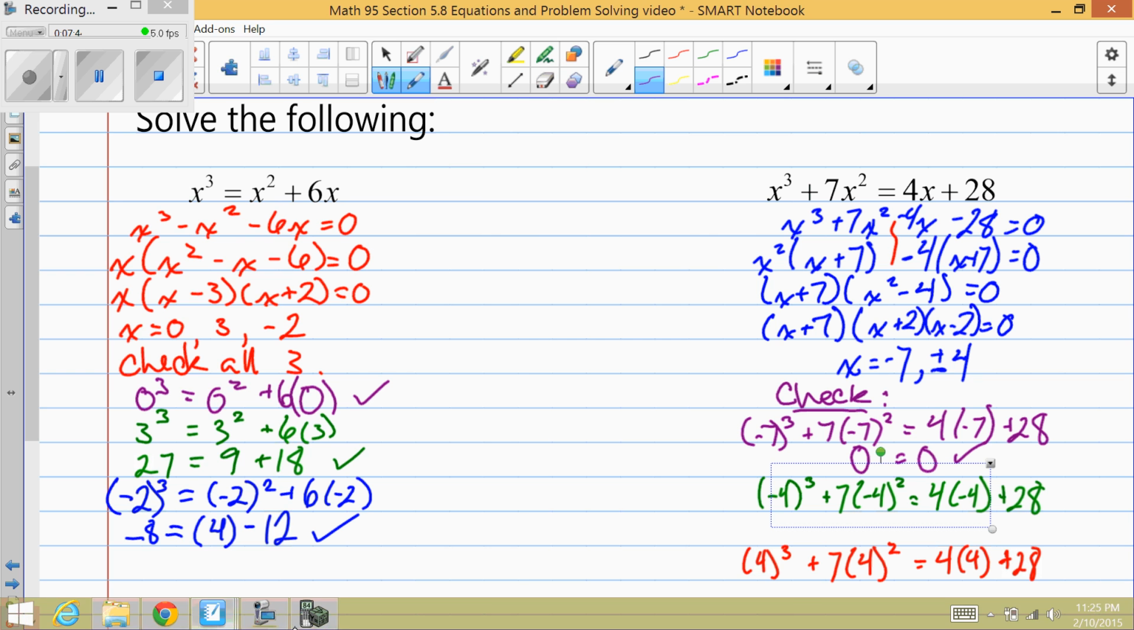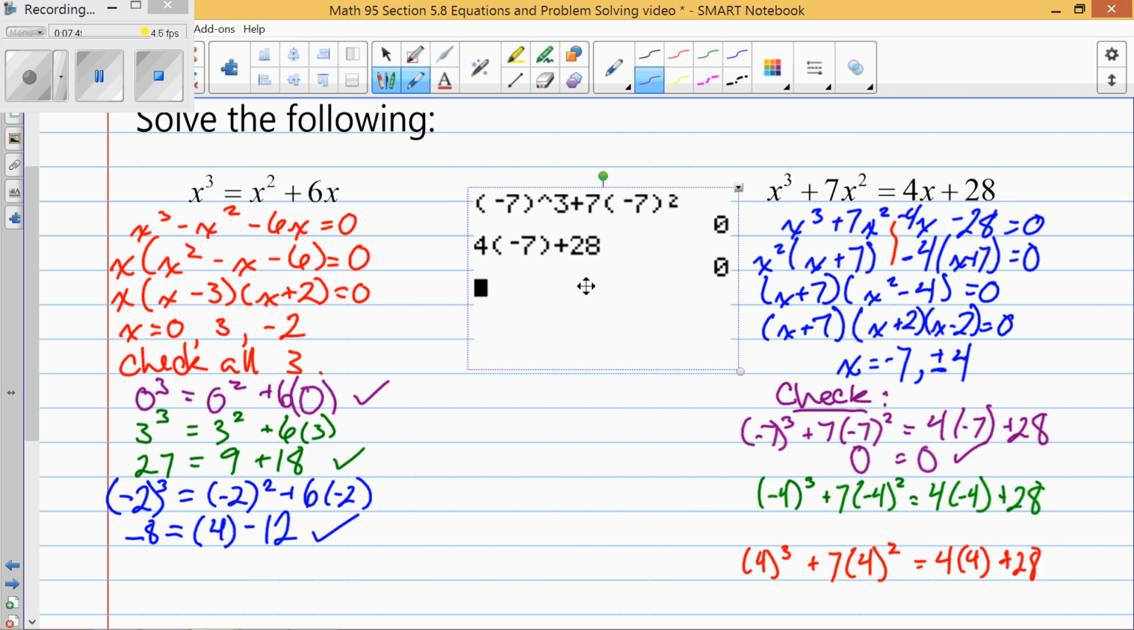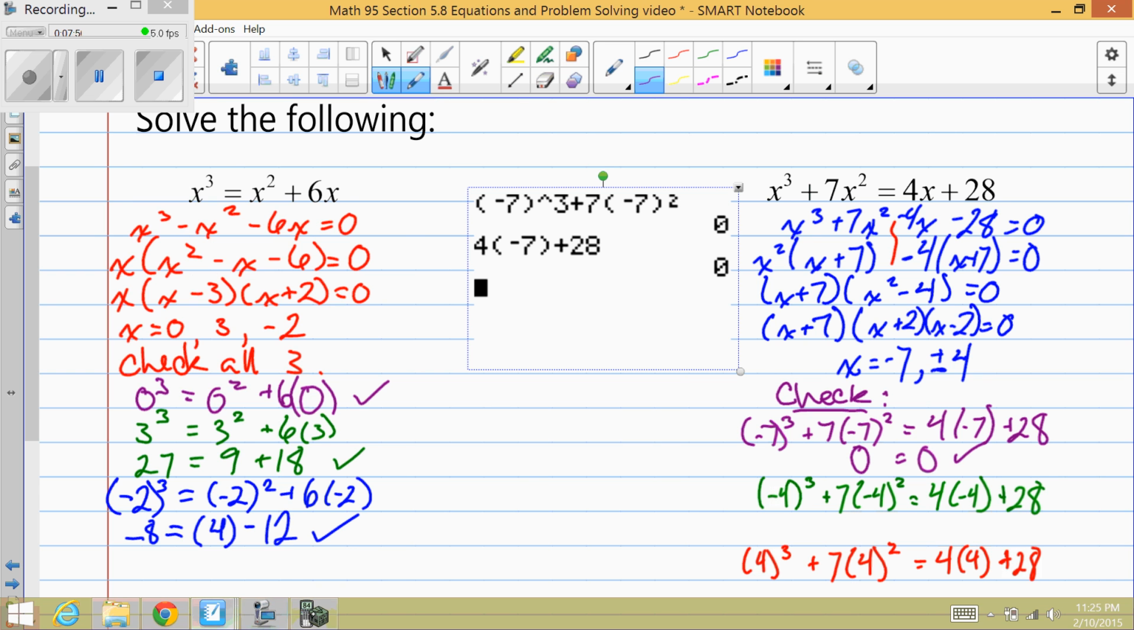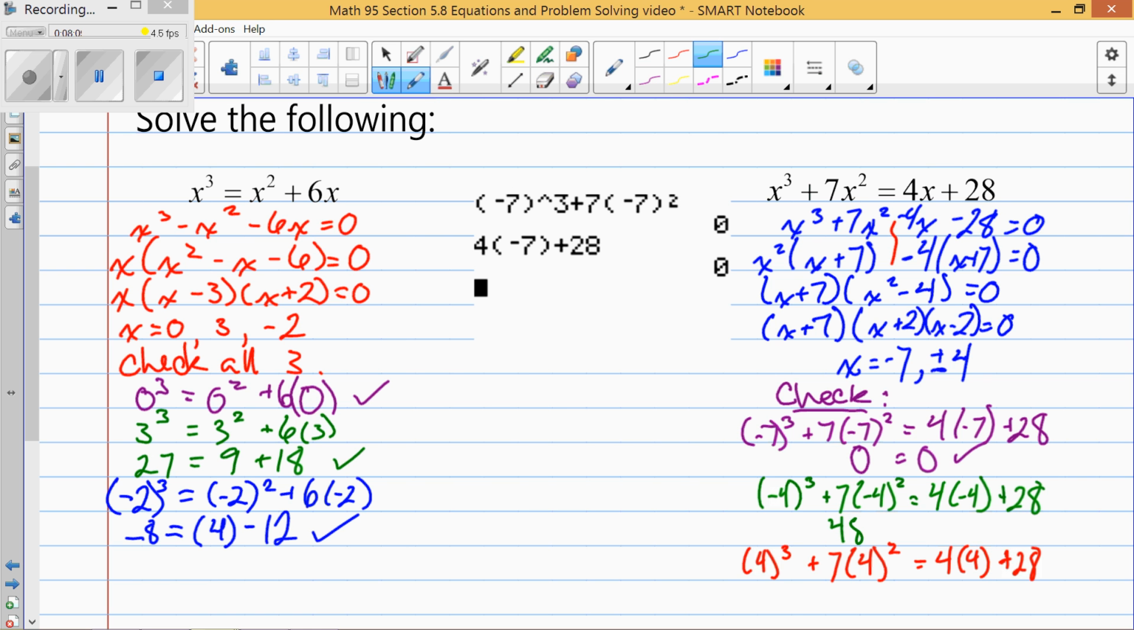Let's go back to the calculator. Actually, I think I'll drag that screen over here. Try the next one. Negative 4 to the third power plus 7 times negative 4 squared. This gives me a 48. We certainly hope that we get a 48 out on the other side.